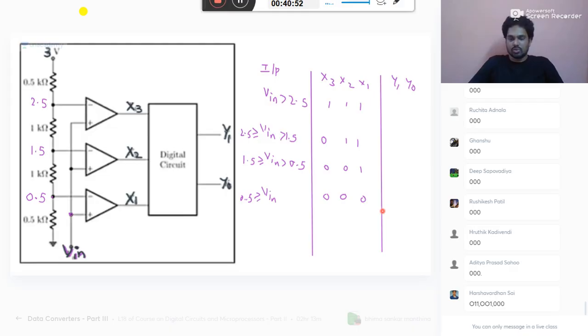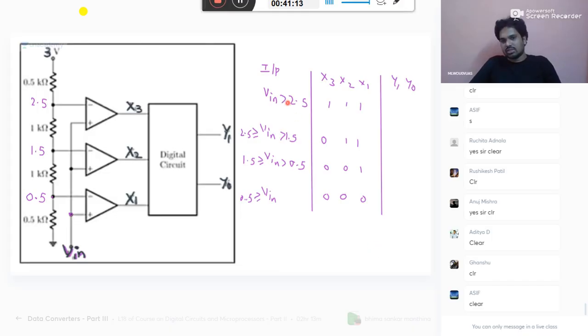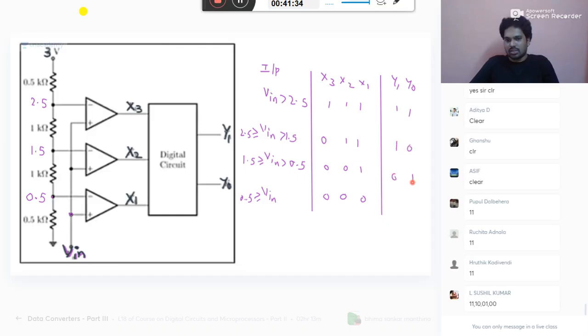Everybody understand this logic up to this? Clear or not? Please tell me. Anyone having doubt in this? No doubt now? Once you get it, now you need to design a circuit such that this is the highest input, this is the least input. Accordingly, you should give some digital values for Y1 and Y0. What is the best thing to do for Y1 and Y0? You should give the highest possibility here, and the least possibility here. So what is the highest possibility here? 1 1. Next 1 0, 0 1. Last will be 0 0.